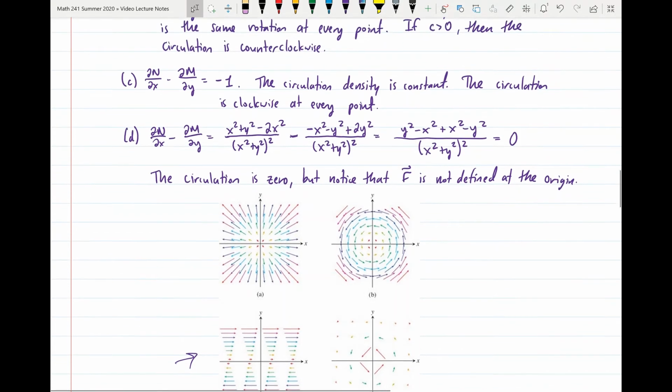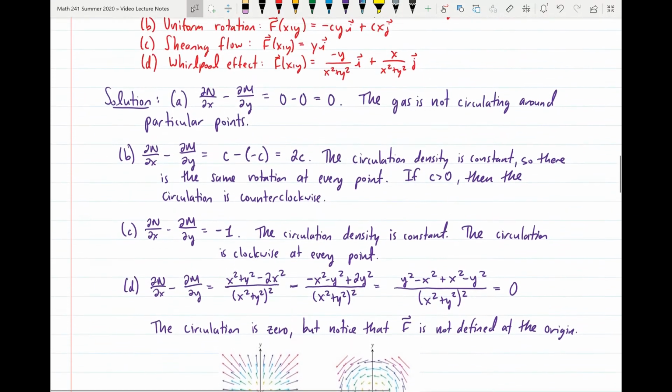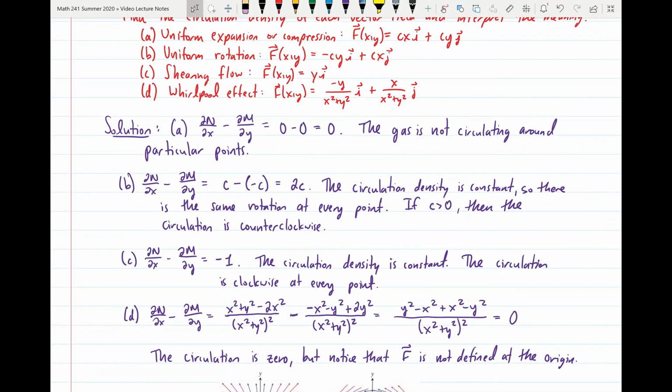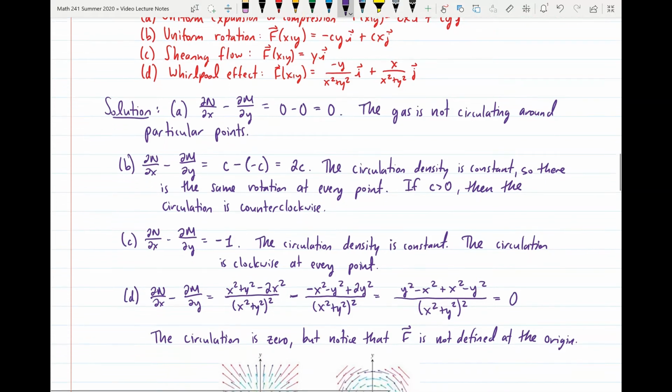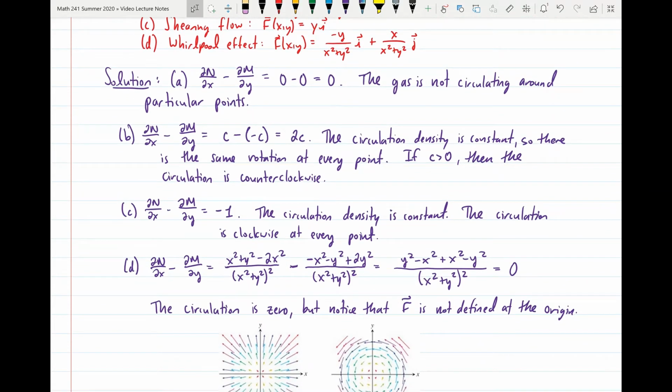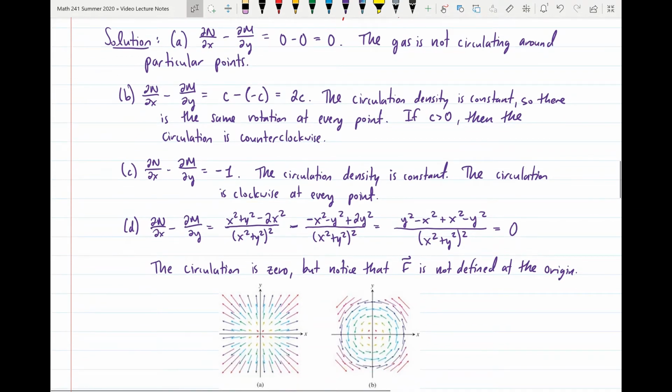And this is why it's described as shearing flow, because you can think about the water almost tearing at that x-axis there. So in this case, the partial derivative of n with respect to x minus the partial derivative of m with respect to y is just going to be -1. And so again, the circulation density at all of the points is going to be constant, and the circulation is clockwise at every point in this case.